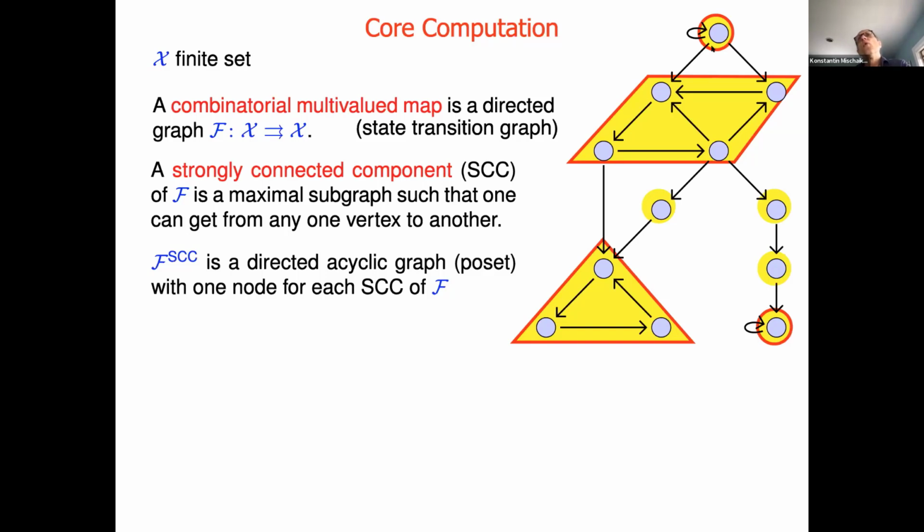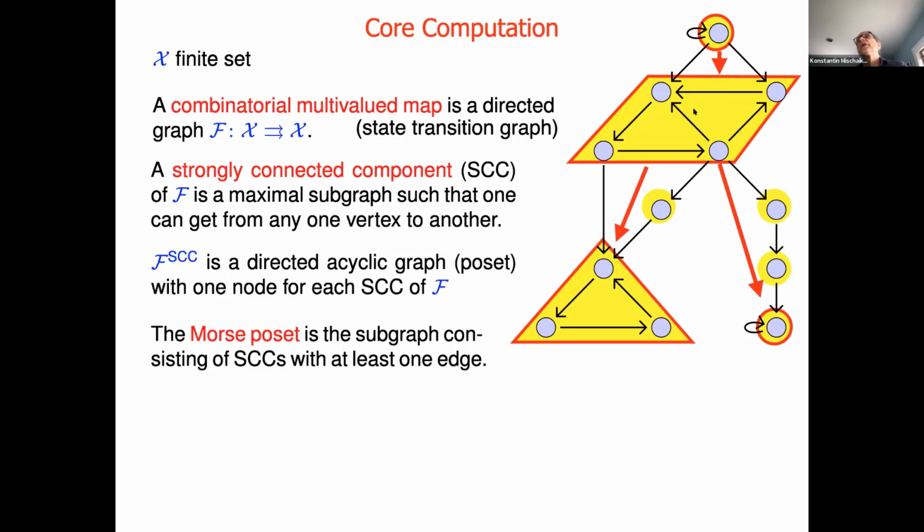So once you've identified the strongly connected components, they form another graph, but now they form an acyclic directed graph. So they form a poset. And out of that poset, I am going to extract only the interesting strongly connected components, those that have at least one edge in them. All right. And I'm going to call that the Morse poset. We've already talked about Morse posets, but this is a different way of accessing it.